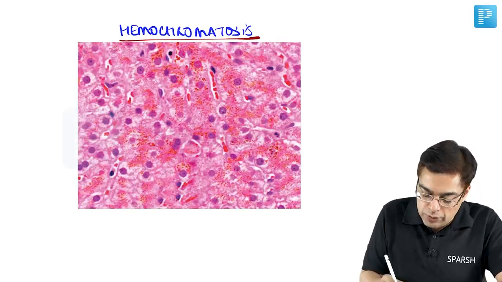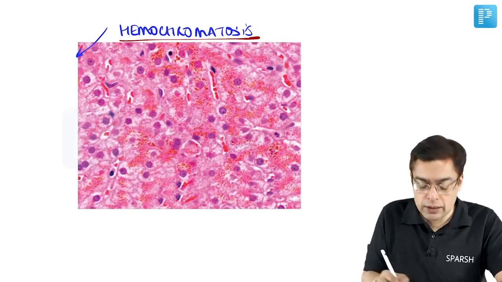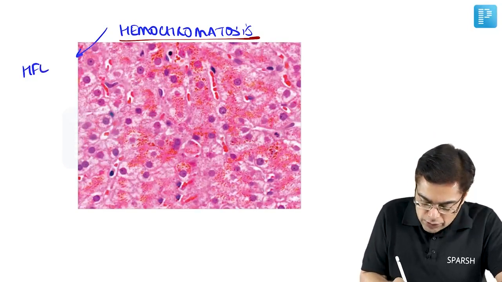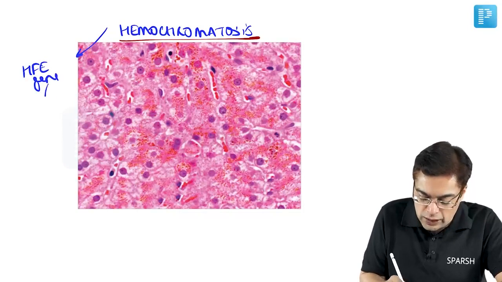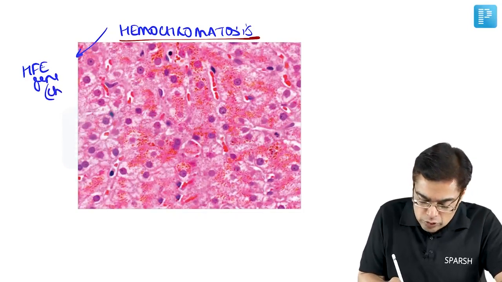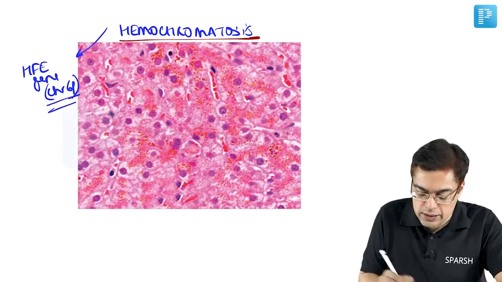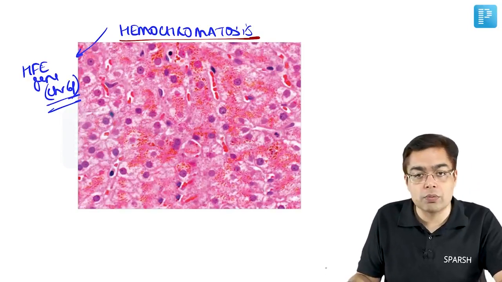Now, as and when we make a mention of hemochromatosis, let us remind ourselves that this is a condition in which there is involvement of the gene given the name of HFE gene. The chromosomal location of the gene is loved by our examiners. It is present on the short arm of chromosome number 6.